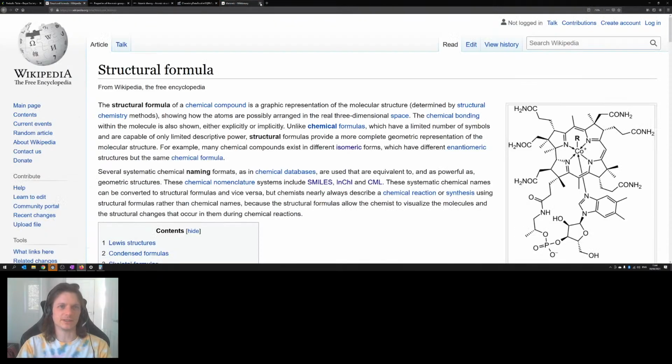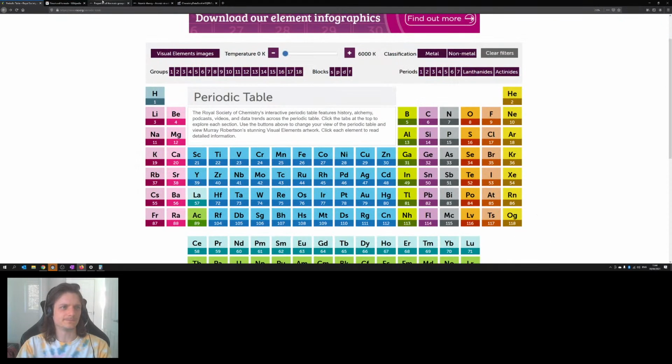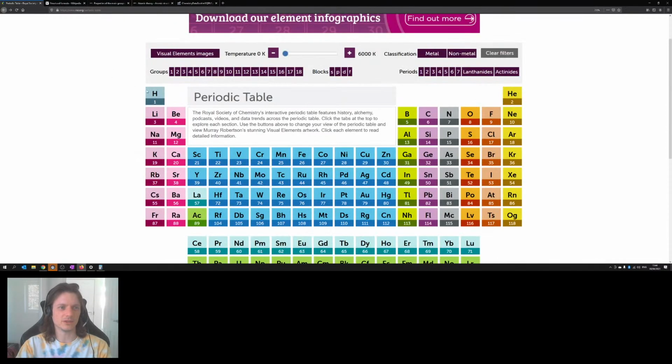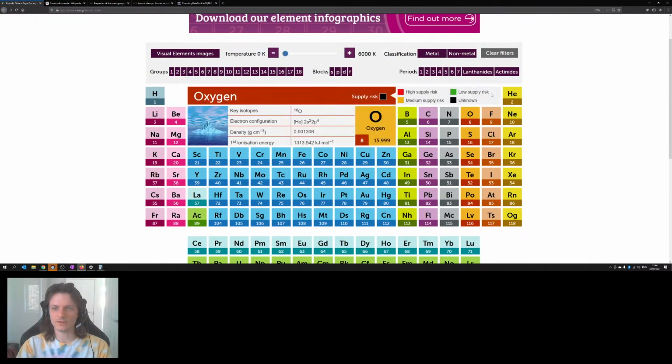Two atoms, diatomic, okay, fair enough. Right, they have 2 atoms in each molecule. As you go down the group, the halogens become less reactive. So this is fluorine and chlorine, group 7: 1, 2, 3, 4, 5, 6, 7, fluorine and chlorine.